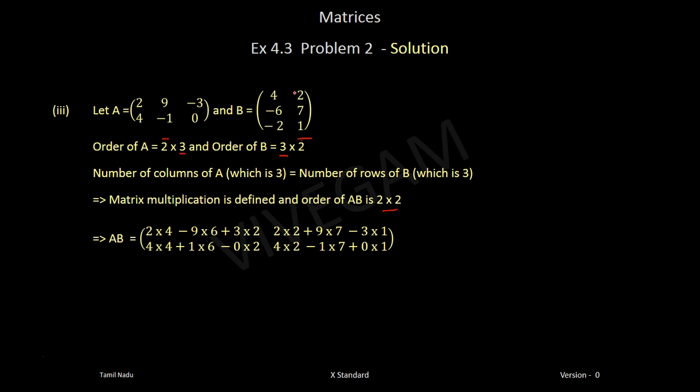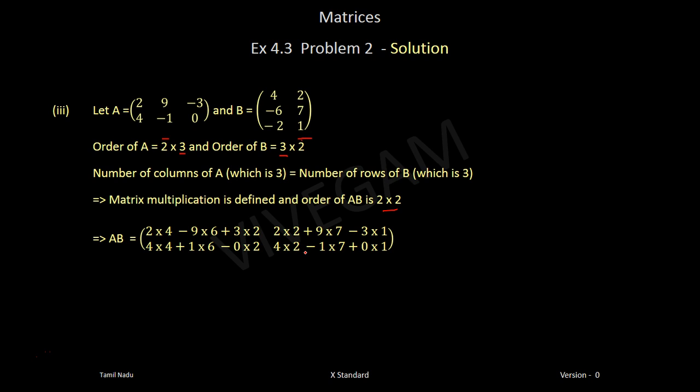Next, first row and second column. So that will be 2 into 2, 9 into 7, and minus 3 into 1. So this is first row and second column. So it will come down here. Now this is second row and first column. So the answer, whatever you're getting, will come here, because this is the second row and the first column, right? So you multiply 4 into 4, minus 1 into minus 6, 0 into minus 2. It comes down here. Next, this is second row, second column.